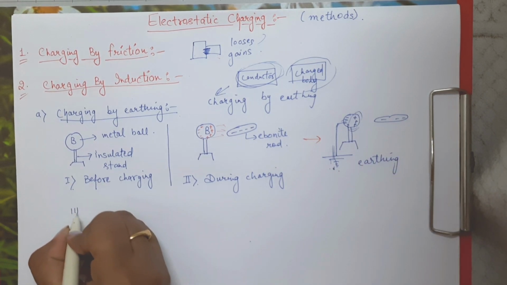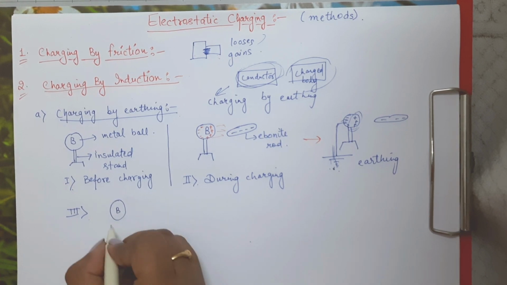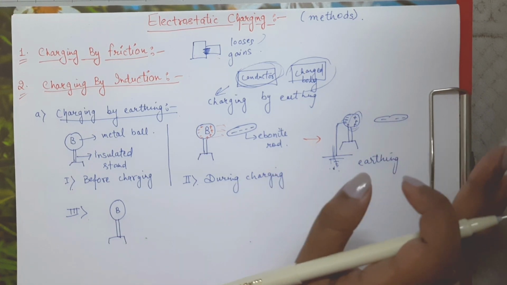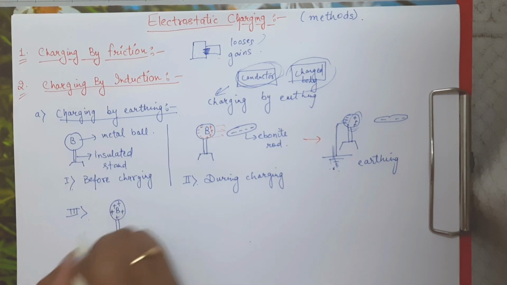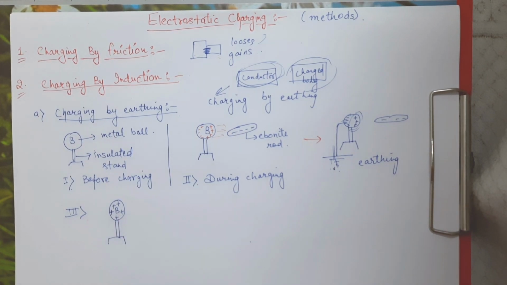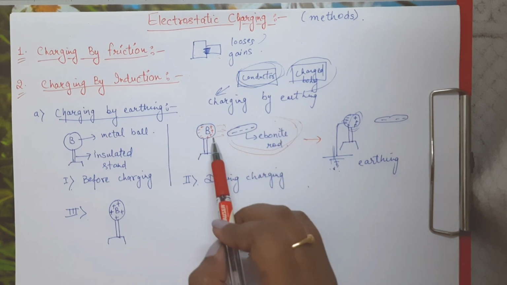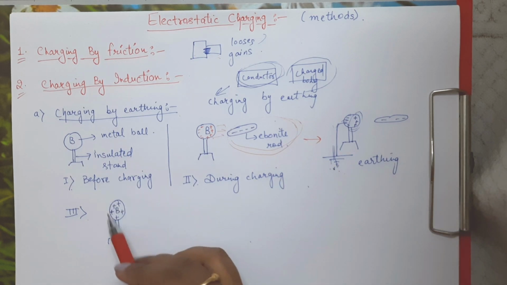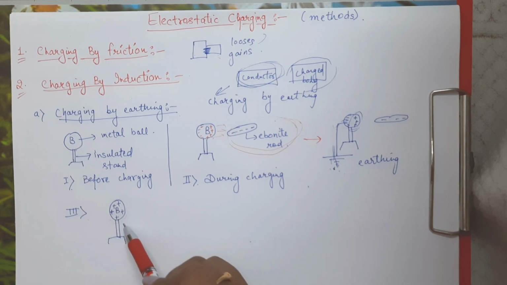So what will be the third case? In the third case, we will be having this ball. Now we can remove this ebonite rod. So this ball will be having a net positive charge. So what has happened here, we have just placed an ebonite rod in the neighborhood of this conductor. After doing the earthing process, this ball has attained the positive charge. So initially it was not charged, right, and now it is positively charged.